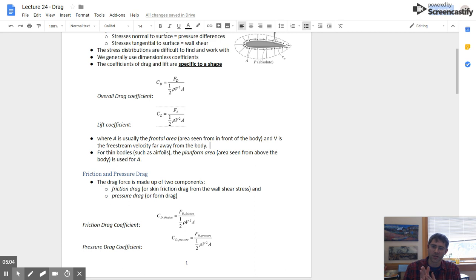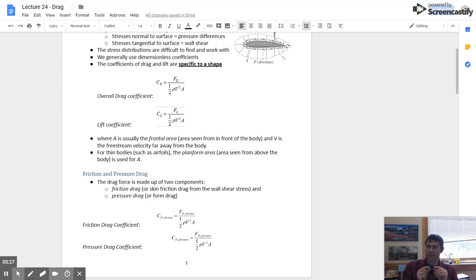It's the area seen from in front of the body. So as you've got your surface and you've got your fluid flowing at it, the frontal area that it sees is what you're going to plug in for A there. V is the free stream velocity, which is located far away from the body, not right at the edge where there's no slip, but far away from the body.